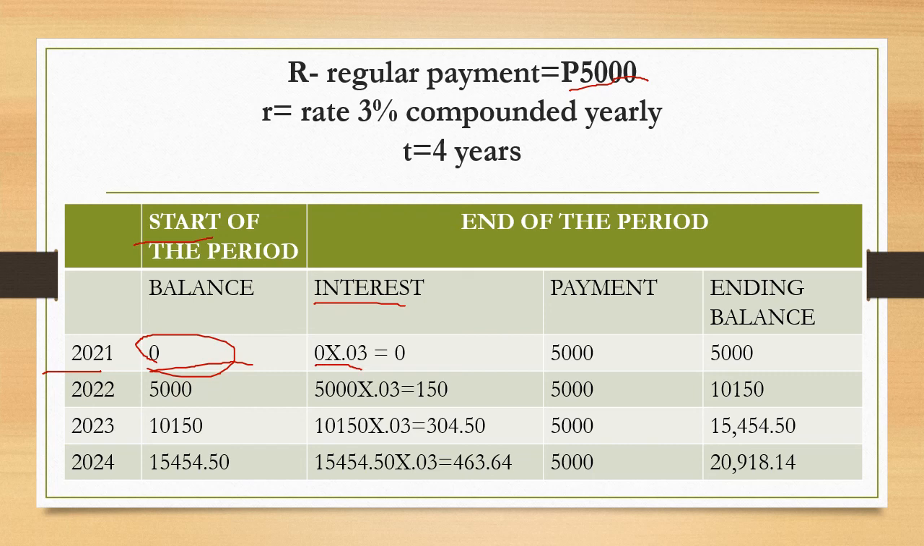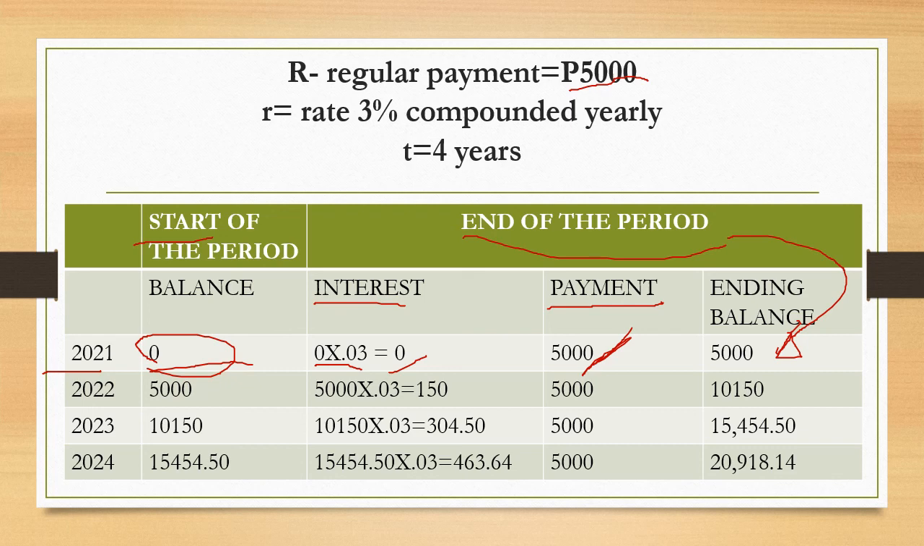So 0 times 0.3, so no interest. Then at the end of each year, John Mark is going to pay 5,000 pesos. Okay? So again, at the end of this period, John Mark will now have 5,000 pesos at the end of year 2021.